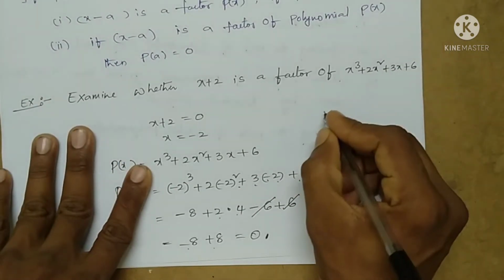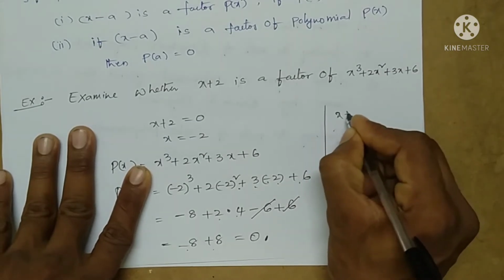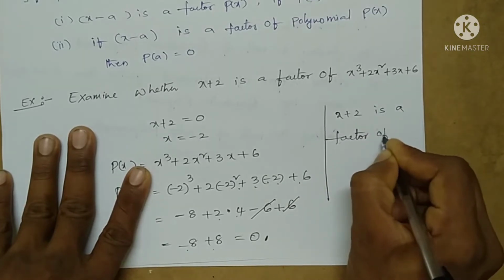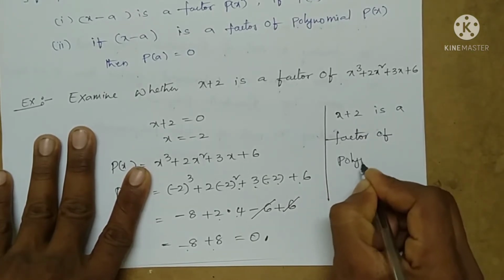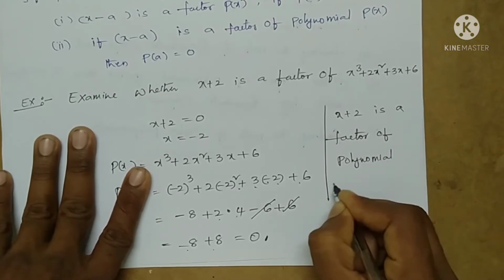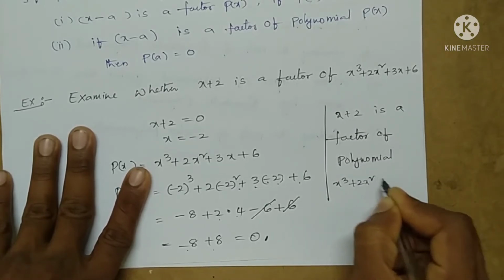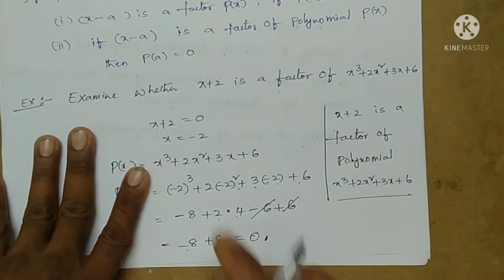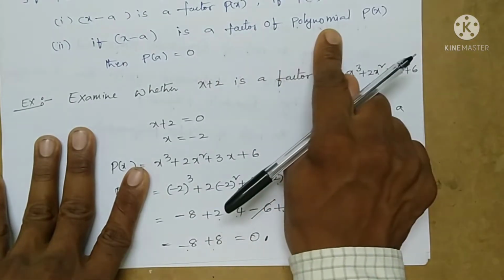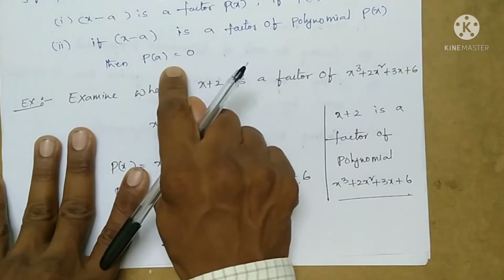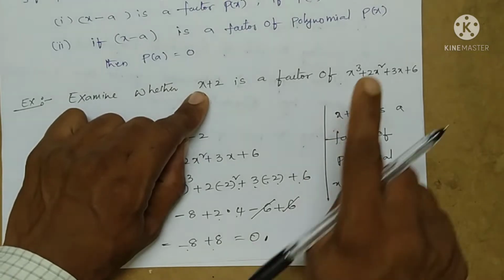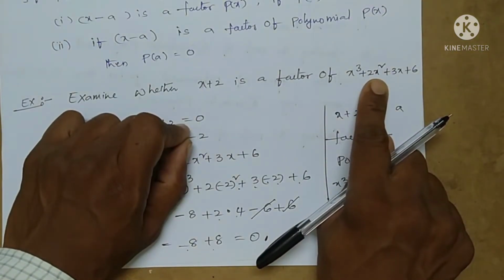So x plus 2 is a factor of the polynomial x cube plus 2x square plus 3x plus 6. This is the final result. So if x minus a is a factor of polynomial p of x, then p of a is equal to 0. Here our condition is satisfied. Here p of a is equal to 0. So x plus 2 is a factor of the given polynomial. Okay.